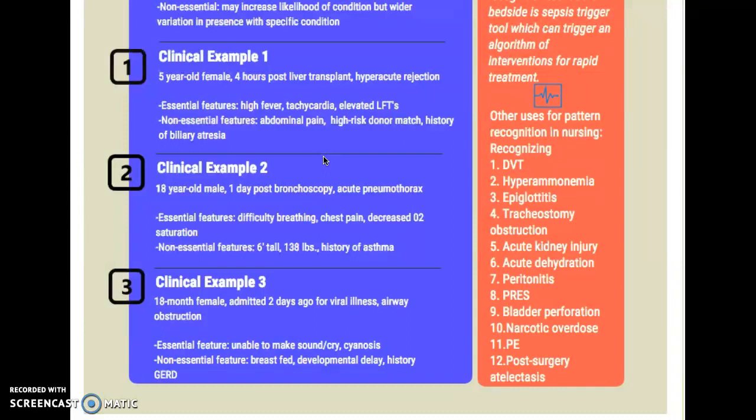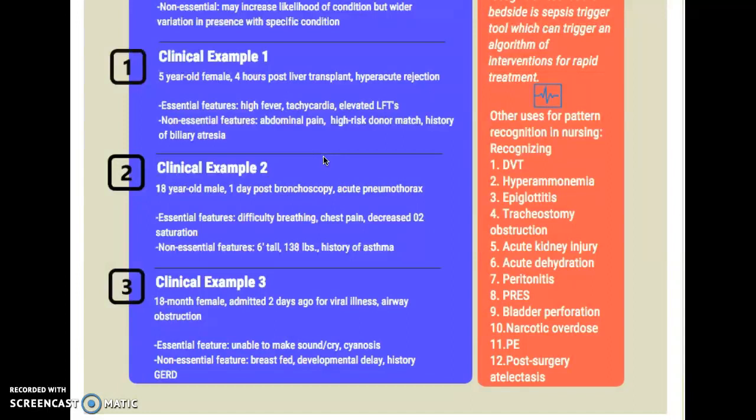There could be pattern recognition activities using a clinical example of PRES. Also, bladder perforation I have seen, which needs immediate attention. And I was thinking about narcotic overdose, not so much the situation on the street, but more of post-surgical narcotic use for pain management. We have often seen the side effects from narcotics, especially respiratory suppression, where there needs to be an immediate intervention.